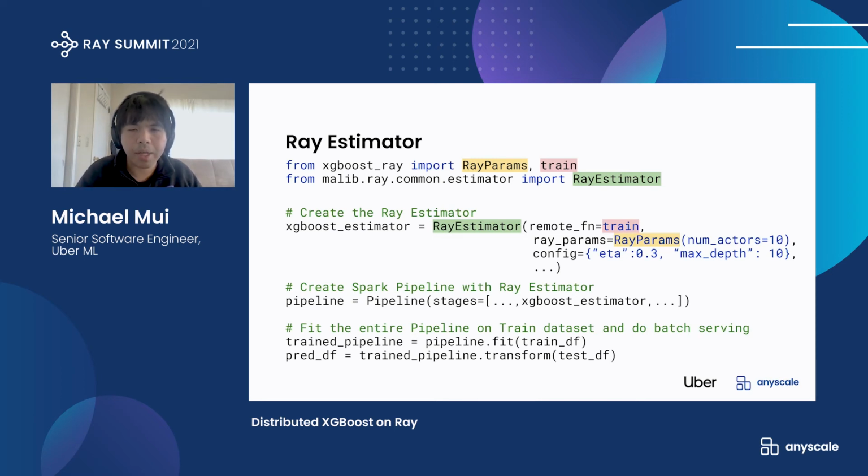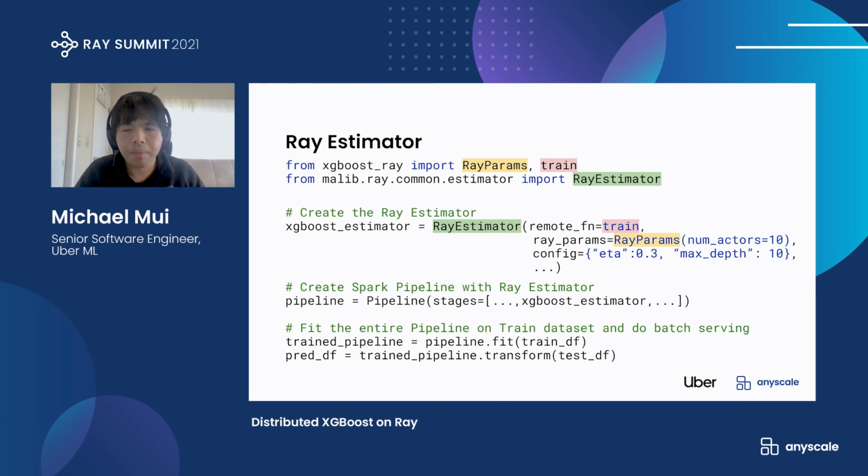In this example, as you can see, we first import the train function from XGBoost-Ray, specify the config and hyperparameters required by regular XGBoost, and pass it to the Ray estimator. And then we construct a regular Spark pipeline that includes different pre-processing steps and post-processing steps using regular Spark transformers, as well as our Ray estimators. And then we're ready to fit this entire pipeline. We'll simply call pipeline.fit as usual, and then we get a fitted model. Using it, we can then transform the test data sets to produce the final predicted data frame.